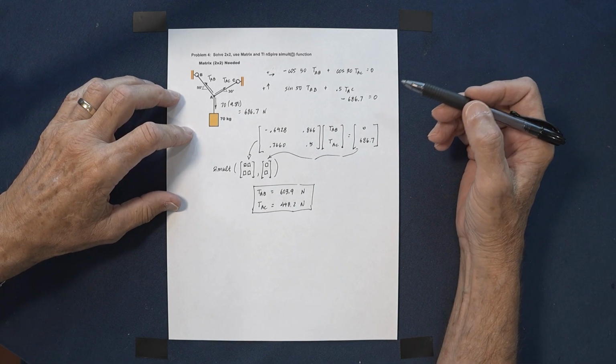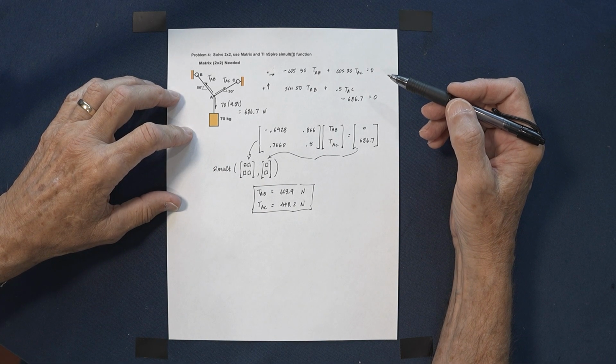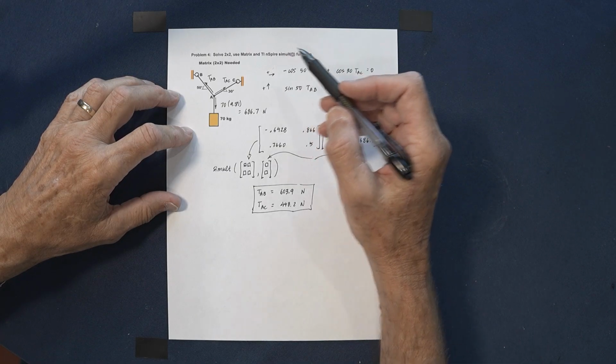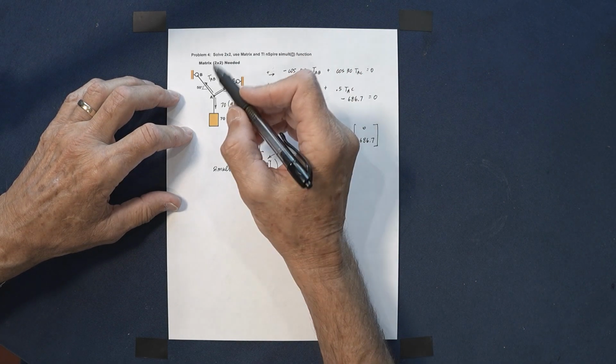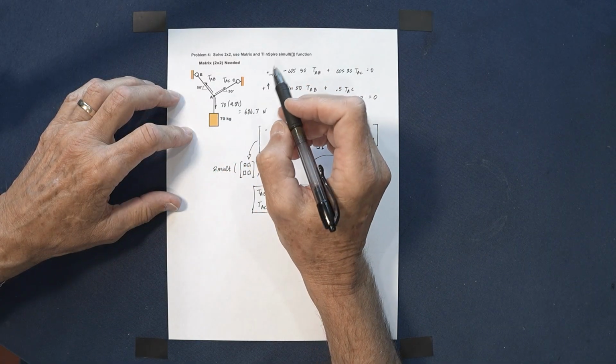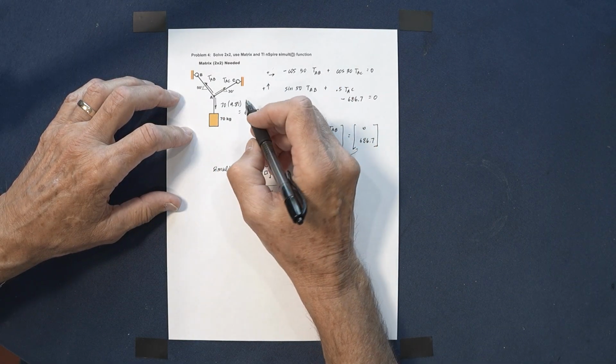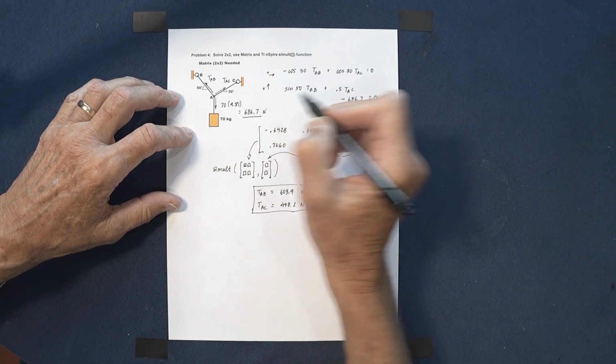Here's a fourth particle equilibrium problem. But this one I'm going to end up needing to solve a 2 by 2. So I have a 70 kilogram mass times 9.81 is 686.7 newtons.